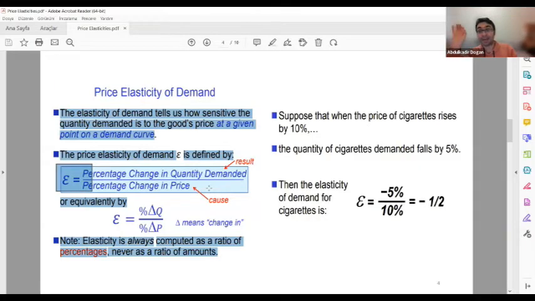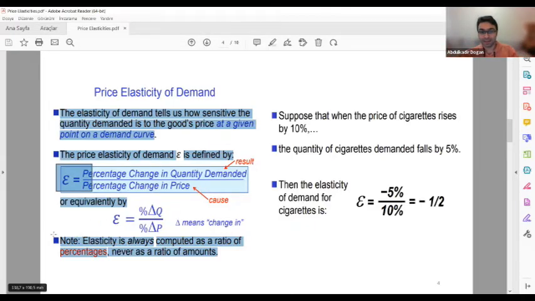But I say 3 times, okay? You will never take into consideration the minus sign. You will always think of elasticity as an absolute value, okay? Minus or plus is not important. I will always think of elasticity as an absolute value, okay?